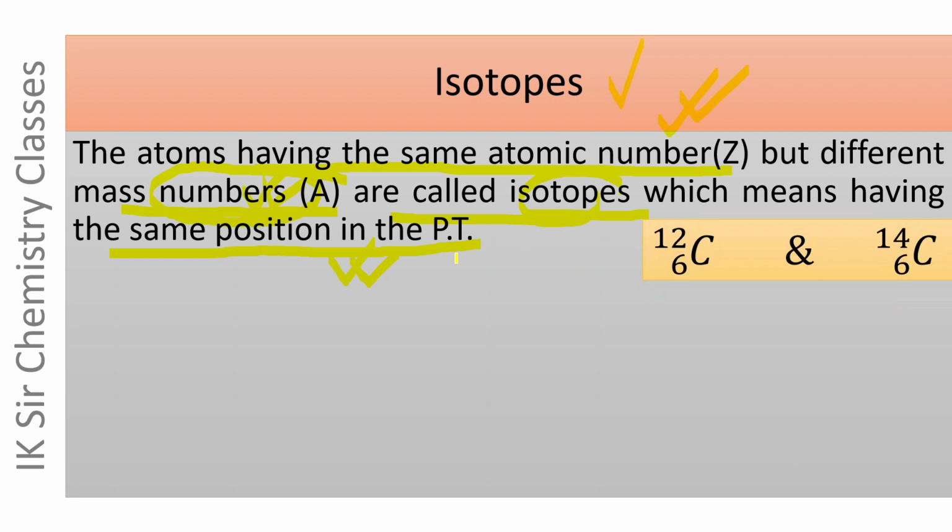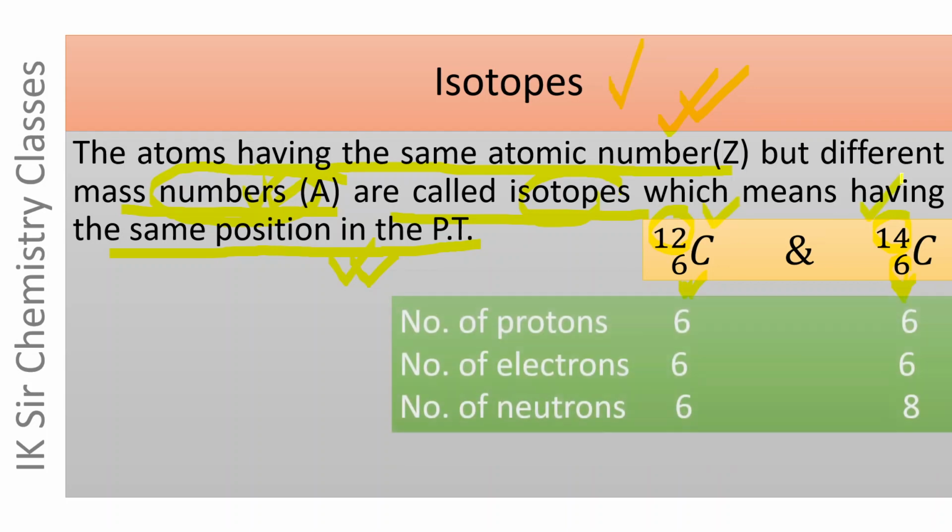Let us see an example of isotopes. See carbon with atomic number 6 and mass number 12. It is another atom of carbon with atomic number 6 and mass number 14. These two atoms, these two nuclides have the same atomic number 6 but different mass numbers, 12 and 14 respectively.